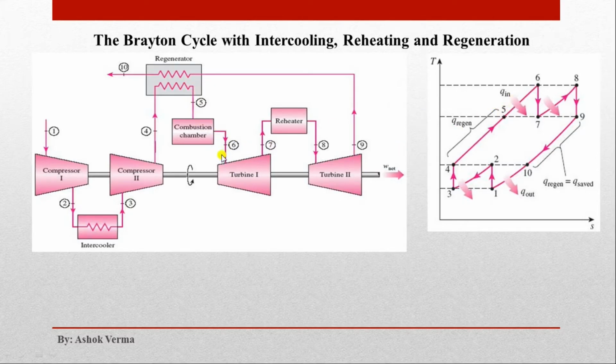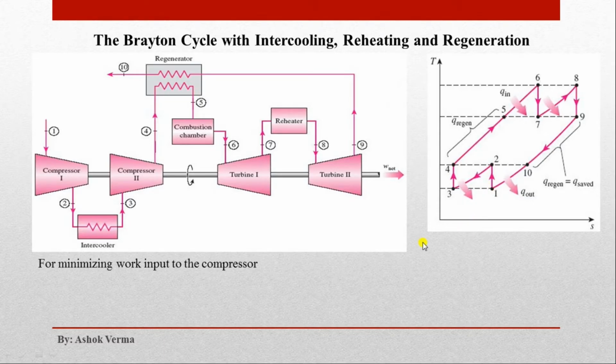and then 5 to 6 is the heat supply from the combustion chamber, and 6 to 7 is the isentropic expansion in turbine 1, and 7 to 8 is the constant pressure heat addition in the reheater, and then 8 to 9 is the isentropic expansion in the second stage turbine, that is turbine 2, and then 9 to 10 is the heat rejection in the regenerator, and 10 to 1 is the heat rejection to the atmosphere, and then again we have returned to the initial position.